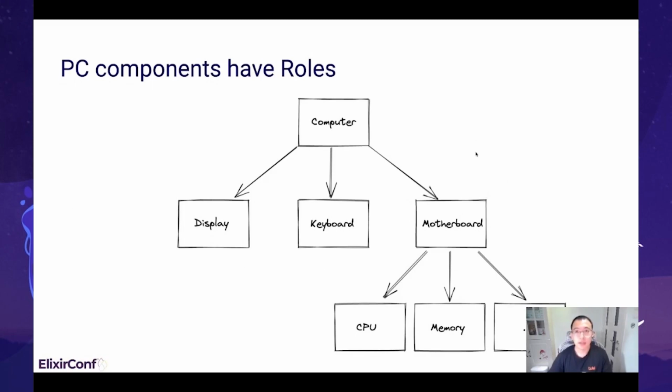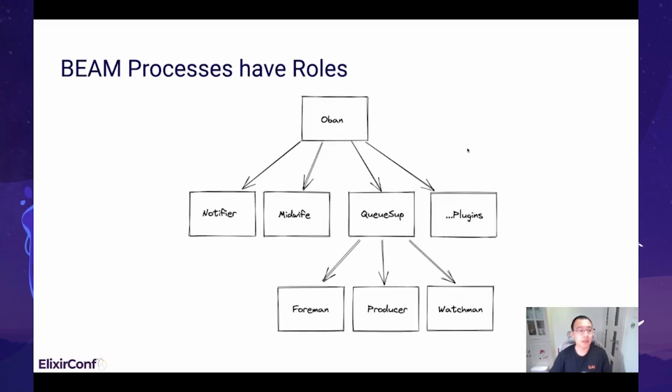This is basically an example from our real life. I also think that the role-based design should be very familiar to our Elixir and Erlang developers, because Beam processes also have roles. Here, let me use Oban as an example, because Oban is my favorite library to process background jobs in Elixir.